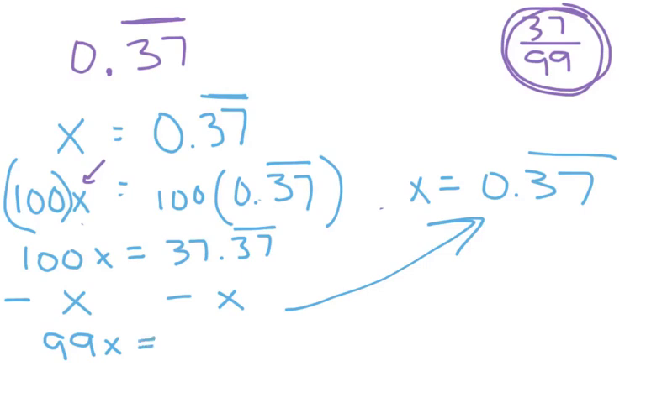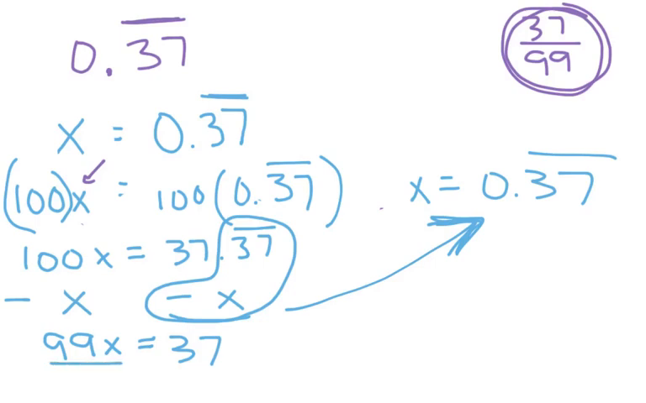And on this side, if I take away that x, I'm taking away that 0.37 repeated, because x equals the 0.37 repeated. So I'm left with 37. Kind of racks your brain a little bit, doesn't it? So if I want to find out what x equals, what do I do? I get it by itself. So I divide both sides by 99, and I'm left with x equals 37 over 99. That will work for every single problem that is a repeated decimal.